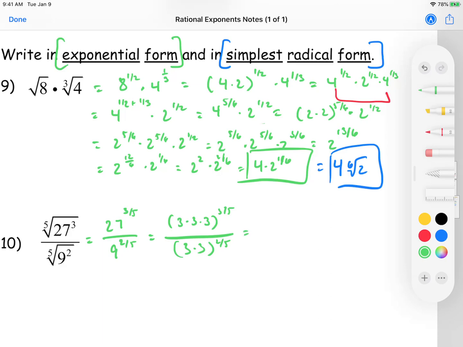Right? Which is the same thing as 3 to the 3/5 times 3 to the 3/5 times 3 to the 3/5 all over 3 to the 2/5 times 3 to the 2/5. Adding all of this up together gives me 3 to the 9/5 over 3 to the 4/5.